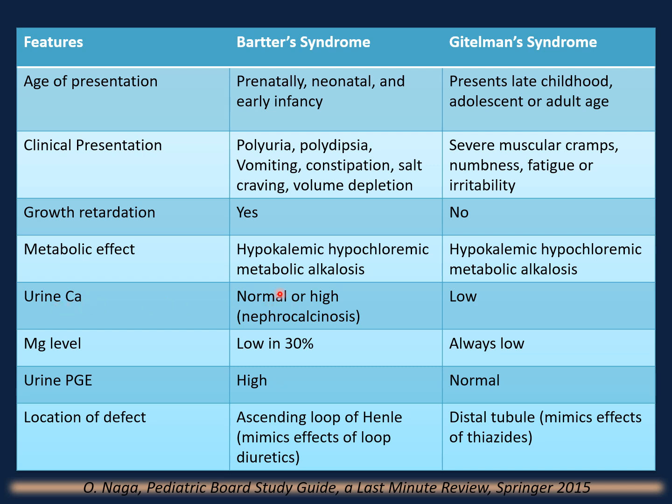Urine calcium is normal or high in cases of Bartter, similar to effect of loop diuretics, and is low in cases of Gitelman syndrome, similar to the effect of thiazide. Magnesium level is low in 30% of the cases of Bartter, but always low in Gitelman syndrome. Urine prostaglandin is high in Bartter, normal in cases of Gitelman syndrome. The location of the genetic defect in Bartter syndrome is in the ascending limb of Henle, in case of Gitelman syndrome in the distal tubule.